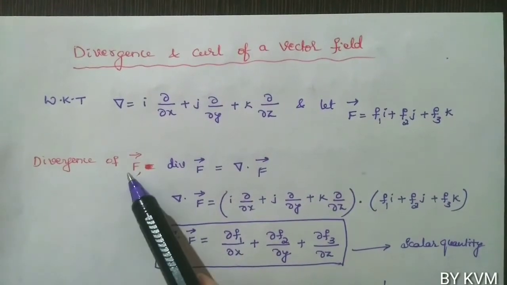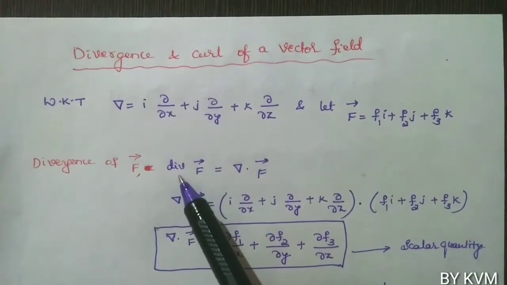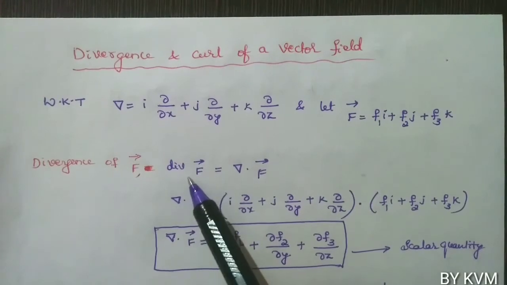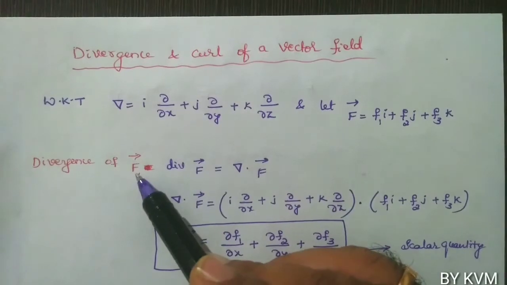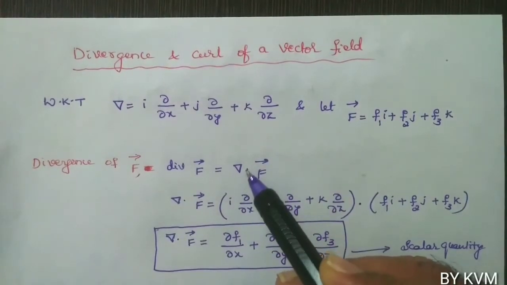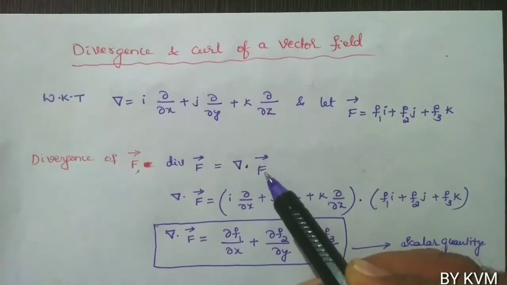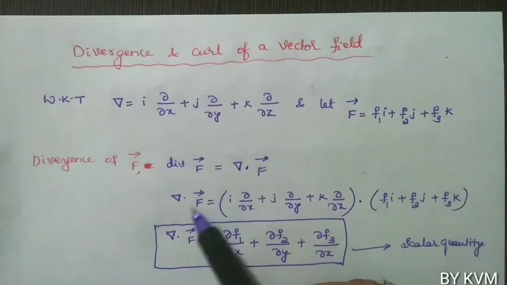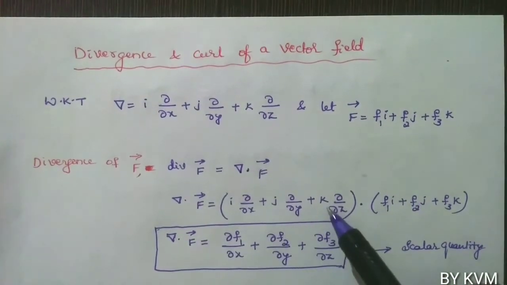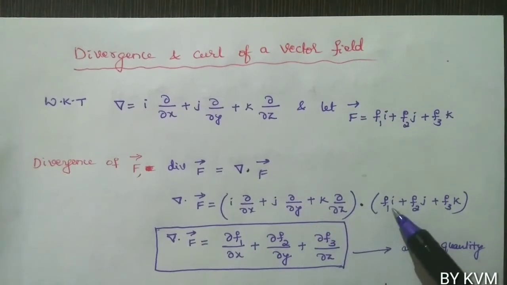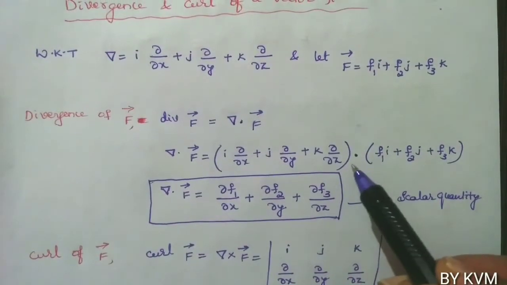So we apply divergence for the vector quantity. Divergence of vector f is denoted by div f. We have to read this as divergence of vector f, which is del dot vector f. So divergence of vector f means it is a dot product of the vector differential operator with a given vector. So del dot f is equal to i ∂/∂x plus j ∂/∂y plus k ∂/∂z, dot product of f1 i plus f2 j plus f3 k. So take the dot product of these two vectors.